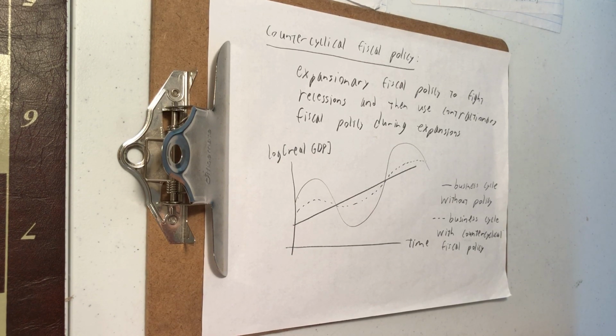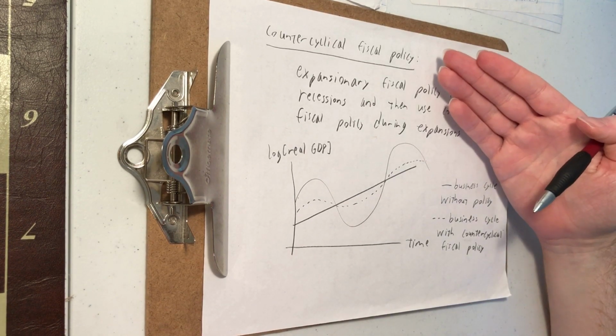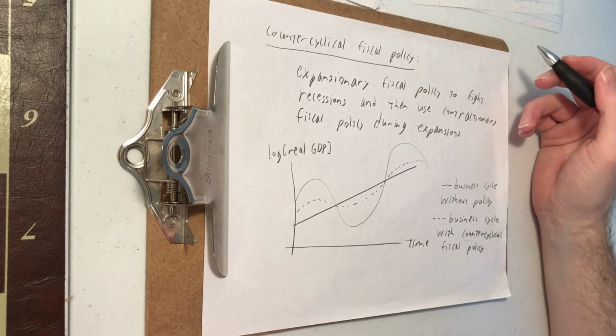Now, in practice, though, we're pretty good about using expansionary fiscal policy during recessions, but we don't actually see a whole lot of contractionary fiscal policy. Trying to reduce spending or increase taxes seems to be politically unpopular. So we don't really see many examples of implementing this fully in the real world.